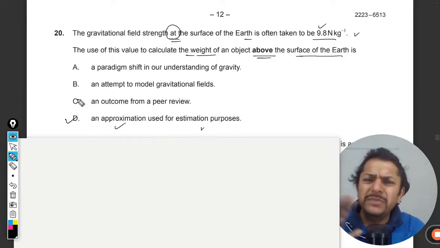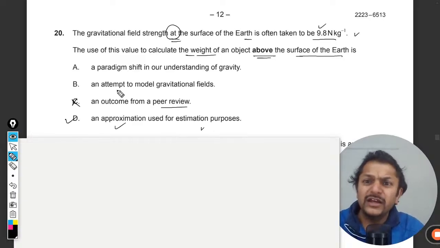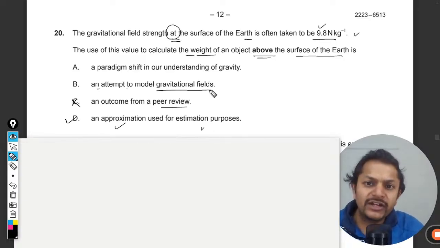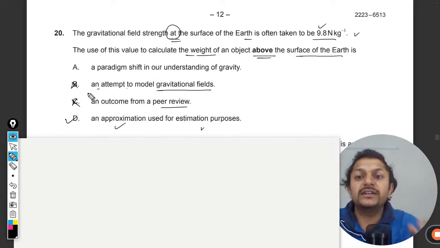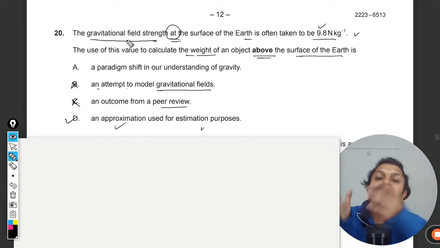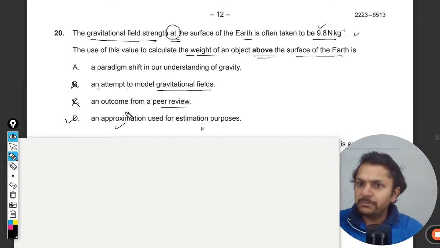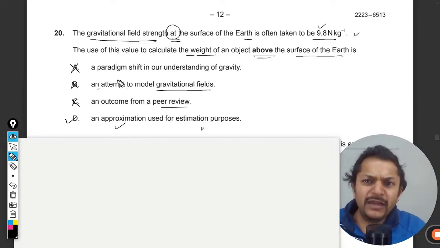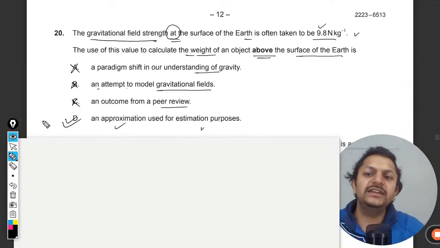A, B, C do not make any sense. They are really vague. Like the peer review, it has nothing to do with it. An attempt to model gravitational field, it has nothing to do with the weight. Yes, it could be an attempt to model the gravitational field, but that is the work done by gravitational field strength itself. Why do you want to find weight? B is wrong. A, the paradigm shift in our understanding of gravity, not at all. So D is the correct answer.